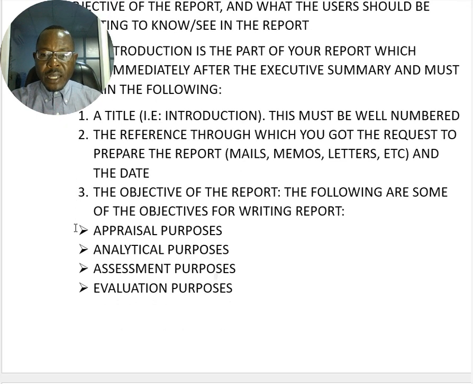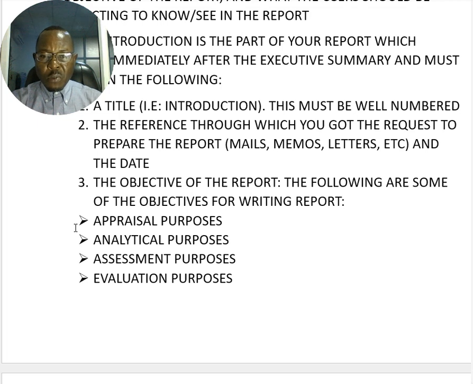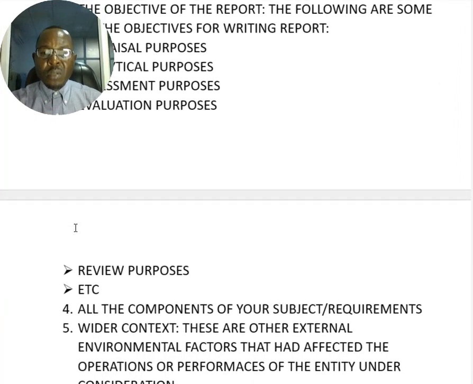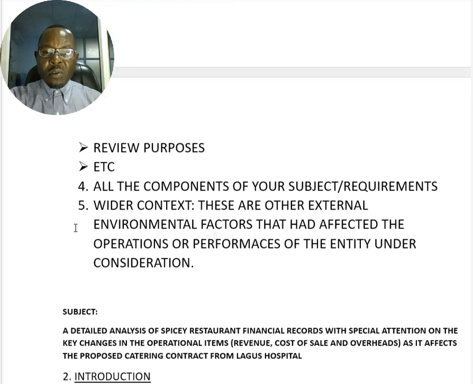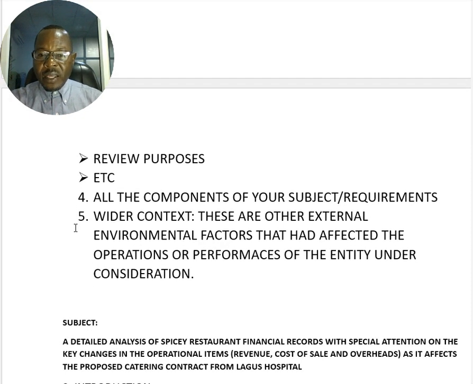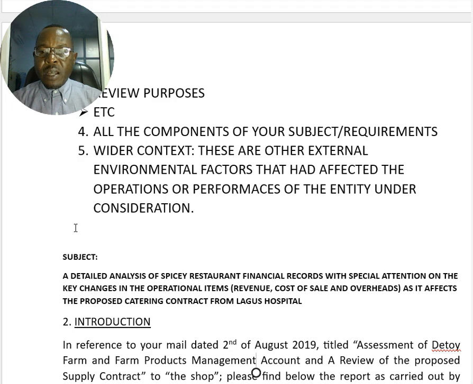All right, the objective of the report. The following are some of the appraisal, analytical purposes, assessment purposes, evaluation purposes. We're just supposed to take one or two or three as the case may be. All the components of your subject requirement must be found in it. We should see it there. Wider context, these are other external environmental factors. We should see all that there also.